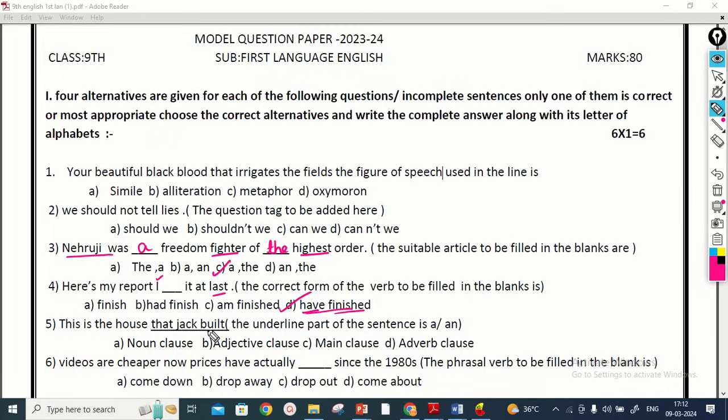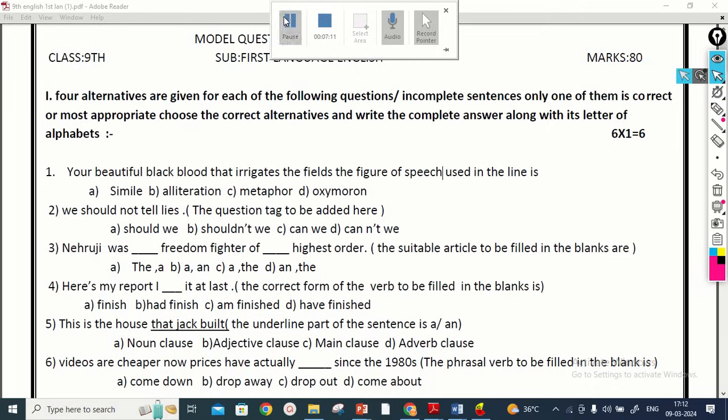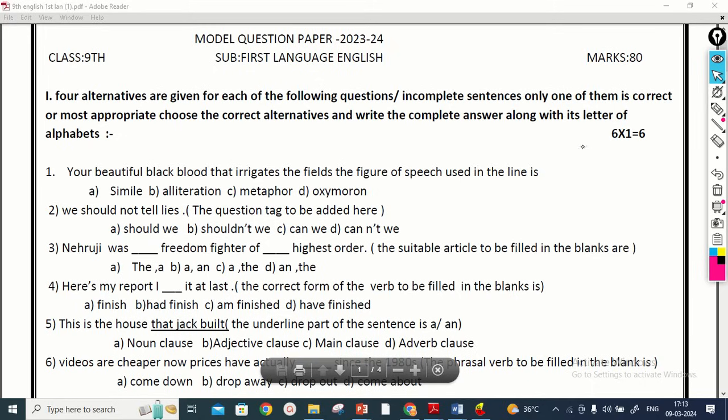This is the house that Jack built. Here the clause they gave is a relative clause. In this is the house Jack built, we use this as the adjective clause because it is a relative word. It relates Jack built with the house. Therefore it is an adjective clause. And videos are cheaper now. Prices have dash since 1980s. So here we use the verb as come down since 1980s. So option A is the correct answer here.